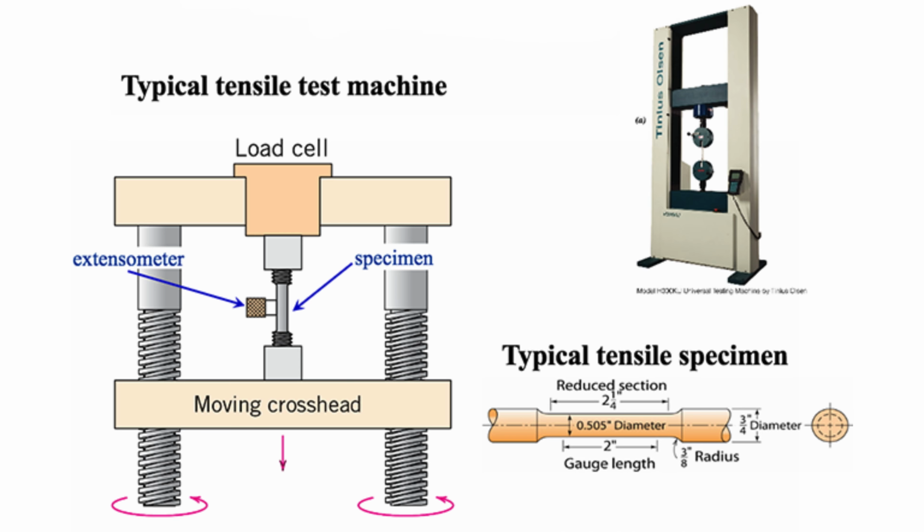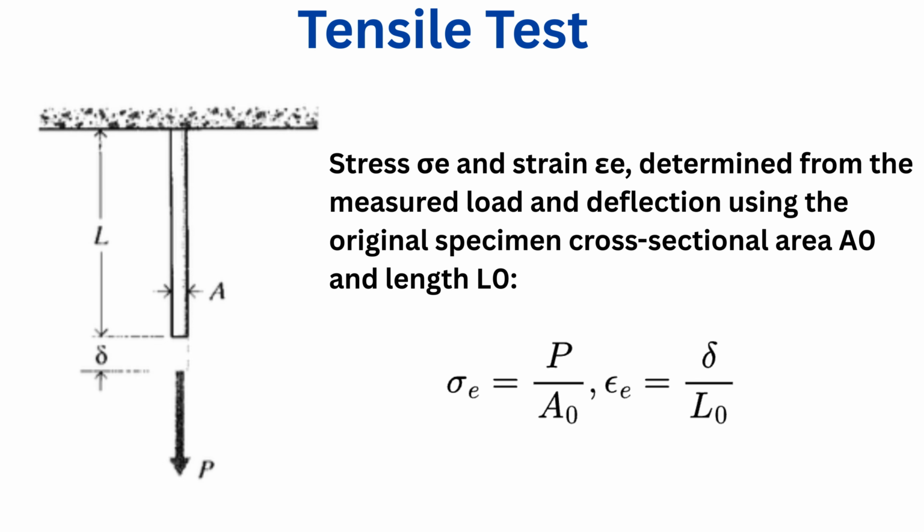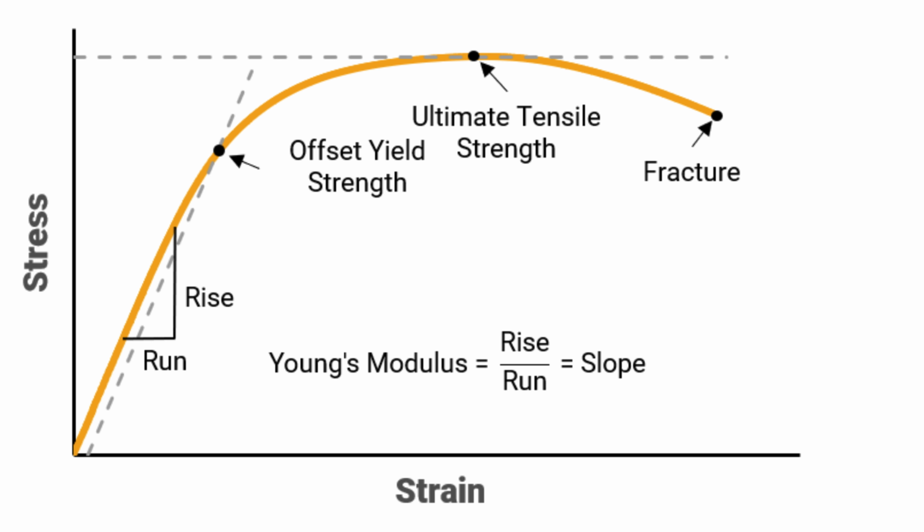The engineering measures of stress and strain are determined from the measured load and deflection using the original specimen cross-sectional area A0 and length L0. As stress equals load P divided by cross-sectional area A0. In other words, stress is the force applied to a material, divided by the material's cross-sectional area. Similarly, strain equals displacement delta divided by length L0. Or strain is the deformation or displacement of material that results from an applied stress. When the stress is plotted against the strain, an engineering stress-strain curve is obtained.